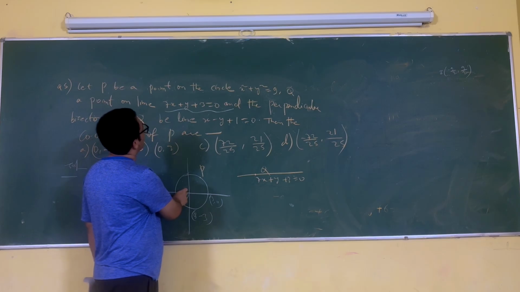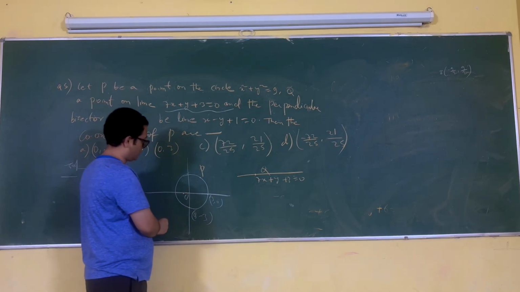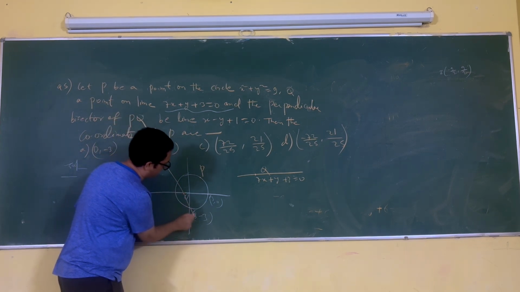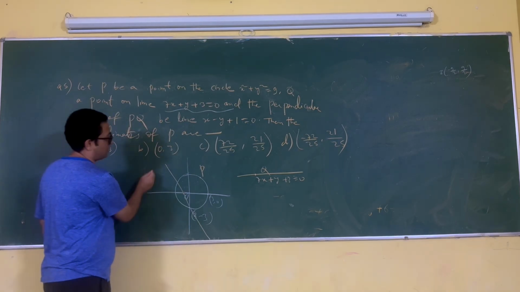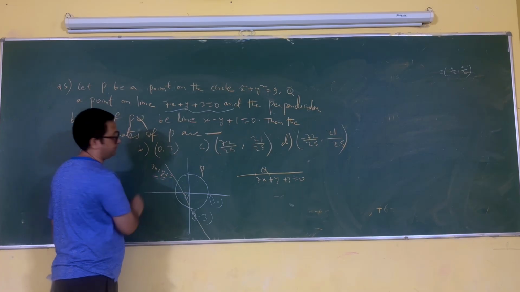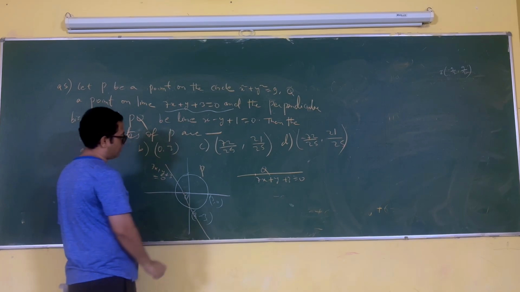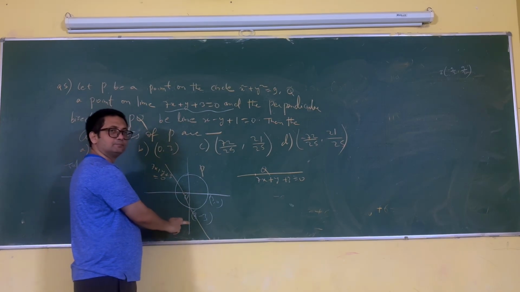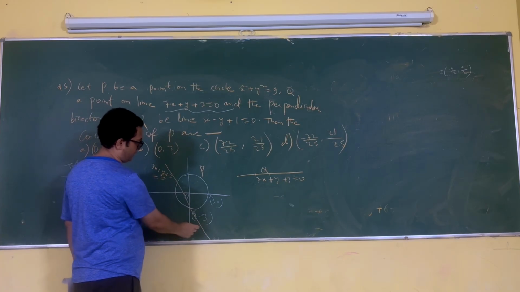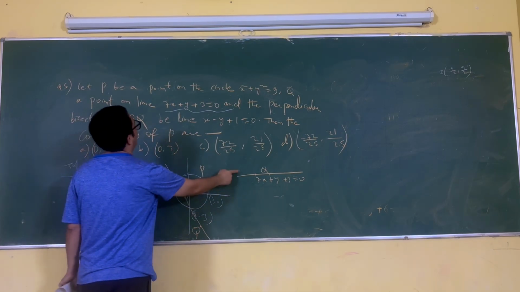So minus 1 means what? This is 1, 2, 3. So suppose this point is here. So this line can be drawn like this. Okay. This is your 7x plus y plus 3 is equal to 0. Now Q is a point somewhere here. I don't know where, but it is lying here. Let's say Q is a point somewhere on this line.